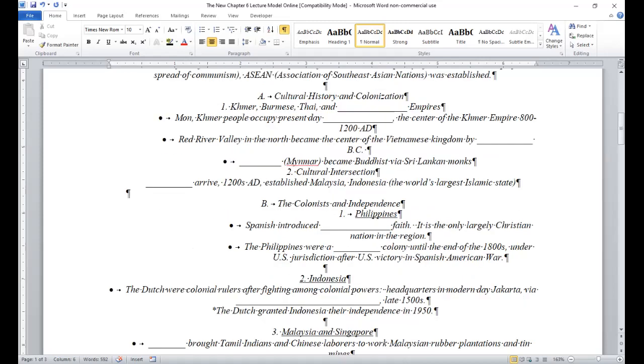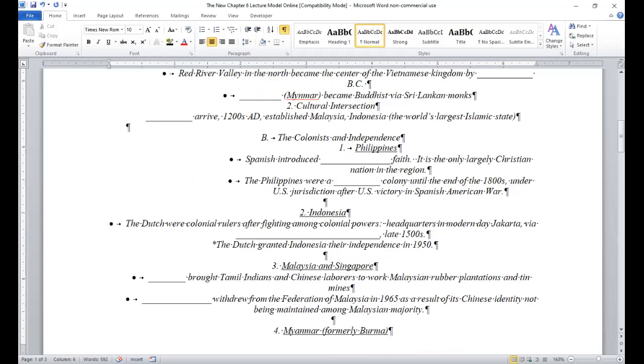A cultural history and colonization. The Khmer, the Burmese, Thai, and Vietnamese empires, the oldest empires in the region. The Khmer people occupied present-day Cambodia, the center of the Khmer Empire, roughly 800 AD to 1200 AD. The Red River Valley in the north became the center of the Vietnamese kingdom by the 1st century BC. Burma, which becomes Myanmar, became Buddhist via Sri Lankan monks. We will see Sri Lanka next week when we get to South Asia, so we're close to India.